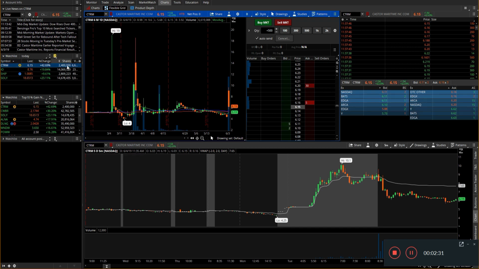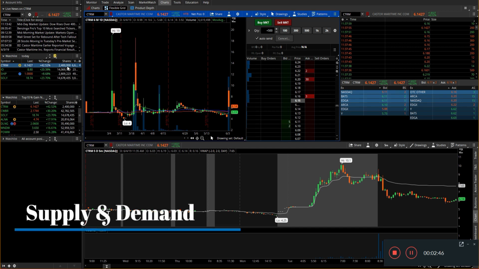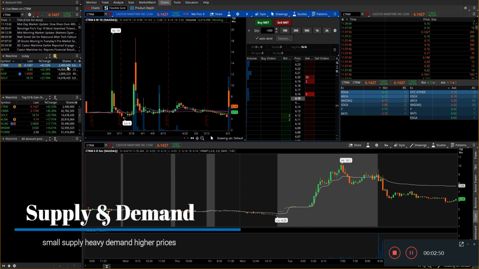Now, to explain the float, that is the number of shares, like I said, that is available, so you want to think of it as supply. So simple supply and demand. If you have low supply, so low float, low shares, and high demand, the price of the stock is going to move up. So I'll give you an example.